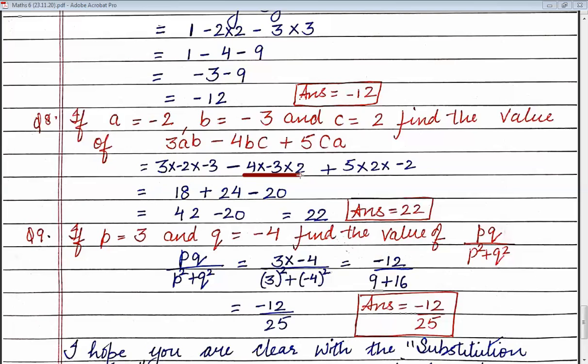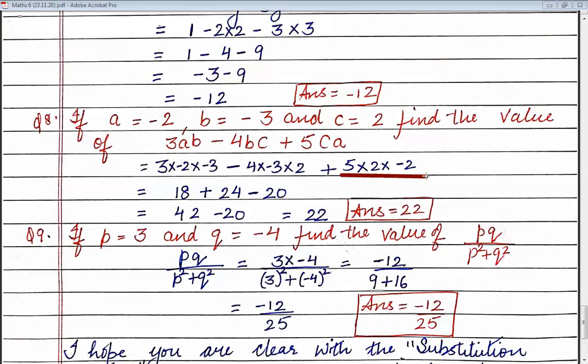Minus 4 multiply minus 3 multiply 2. 4 3s are 12, 12 2s are 24. So your answer is plus 24. Again, there are 2 negative signs. So your answer is plus 24. Now let us see the last term.